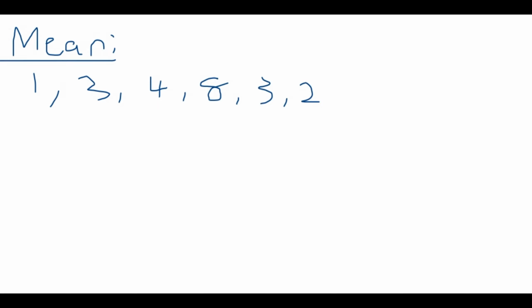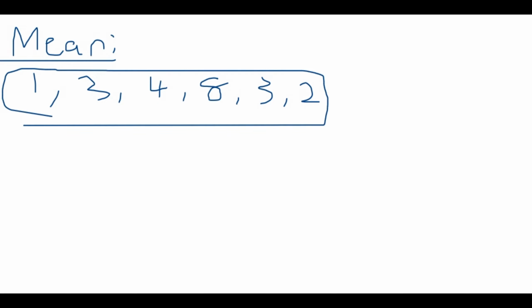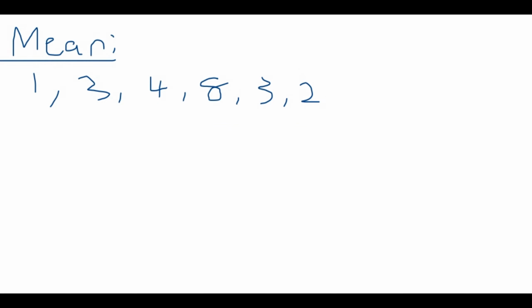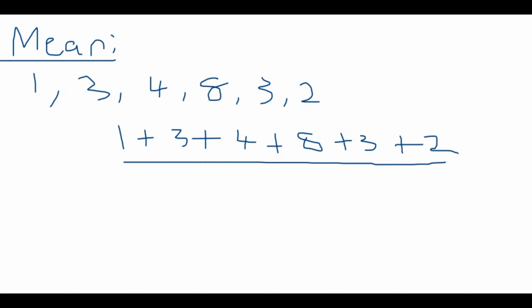The mean of this set of numbers is simply the summation of all the numbers here divided by how many they are. By that I mean the mean is equal to 1 plus 3 plus 4 plus 8 plus 3 plus 2 divided by the number of numbers that are here. We have 1, 2, 3, 4, 5, 6. So all this divided by 6.